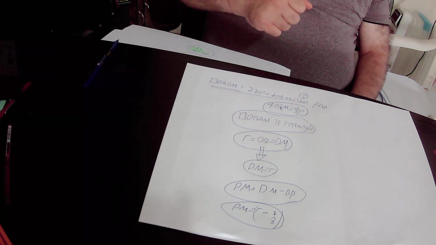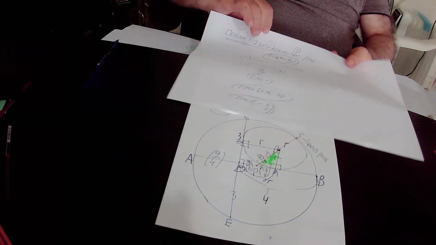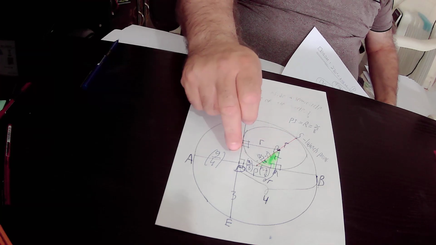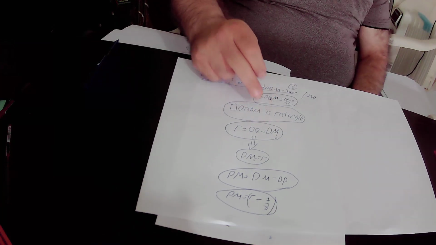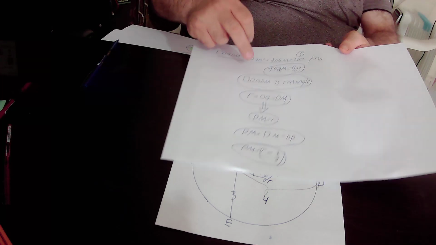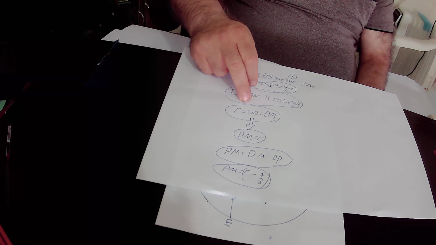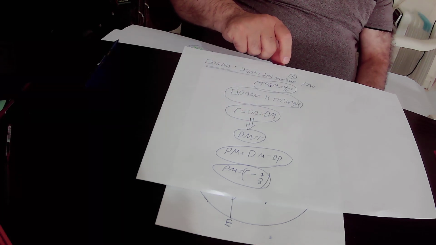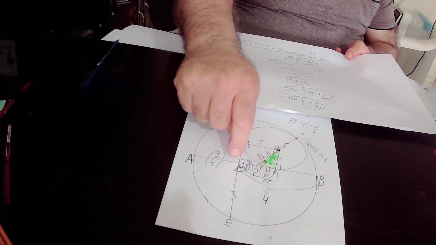And we know that the opposite sides of a rectangle are equal to each other. So in rectangle OQDM, OQ must be equal to DM. We have already found out that OQ equals small r. So from the equation OQ equals DM, we derive that DM is also equal to small r. Here DM equals small r. Okay?